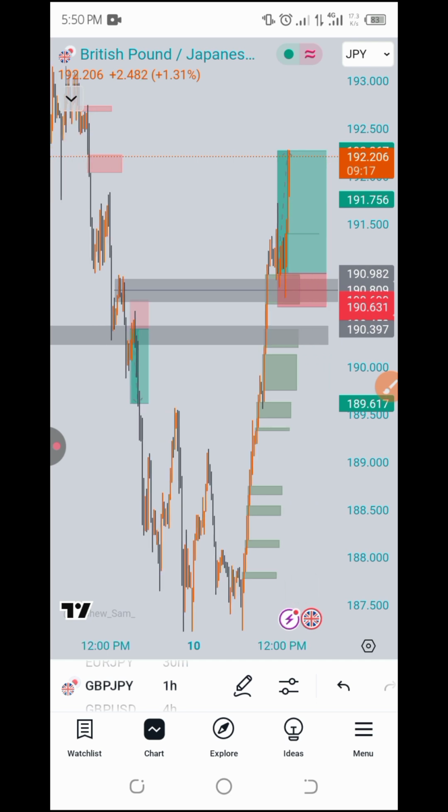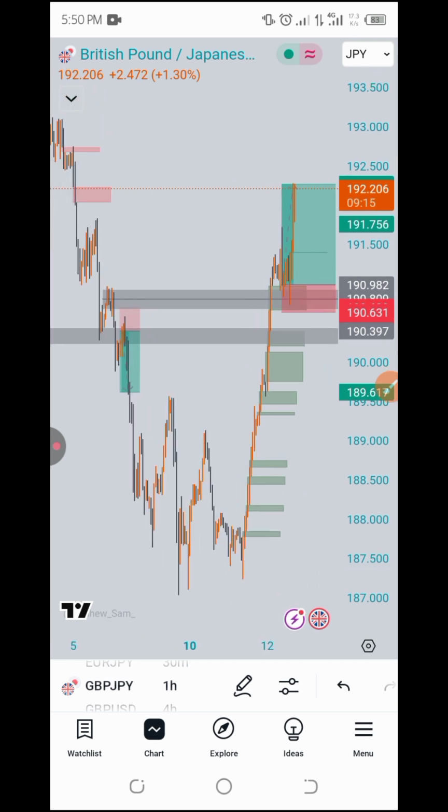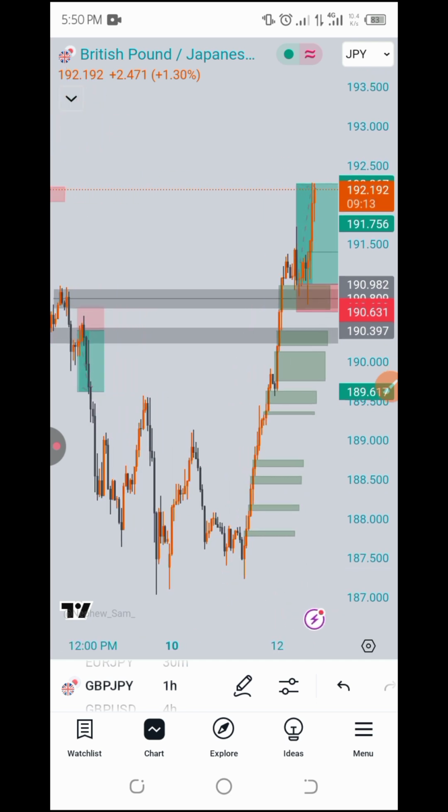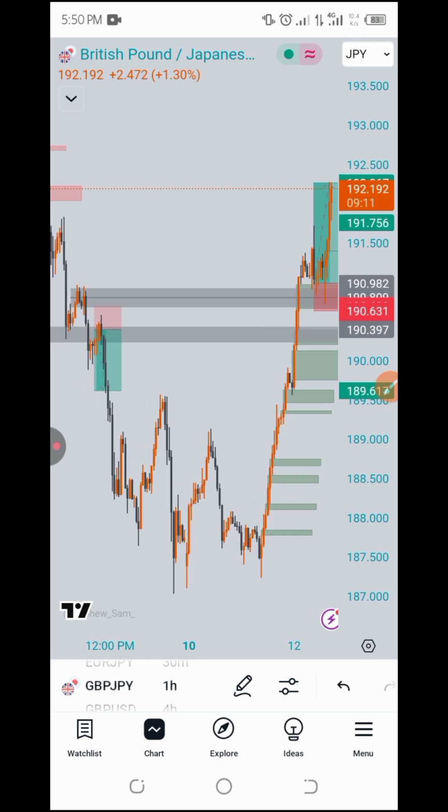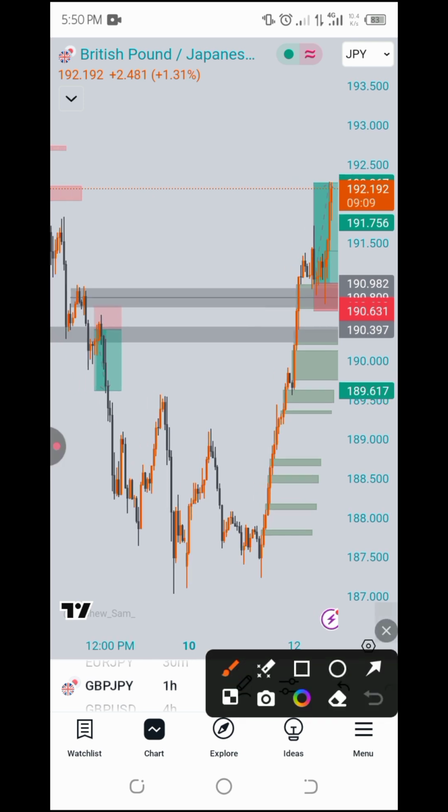Now if I zoom out a little bit, you would see something here. Since I wanted to take buy trades only, I spotted a very good point of interest from this zone right here. Can you see this zone, guys? This was the zone that I actually saw. This was the zone that I mapped out. This zone that you see right here.